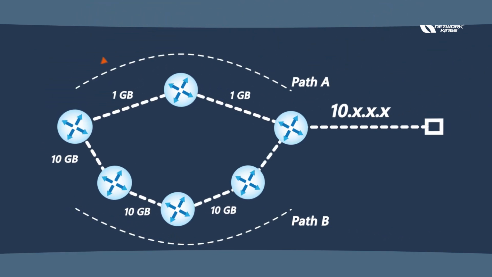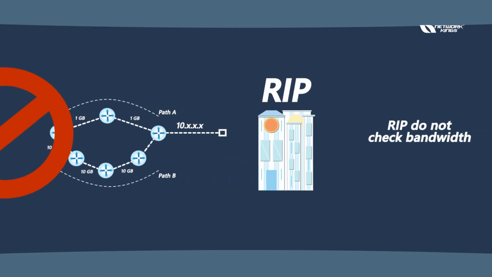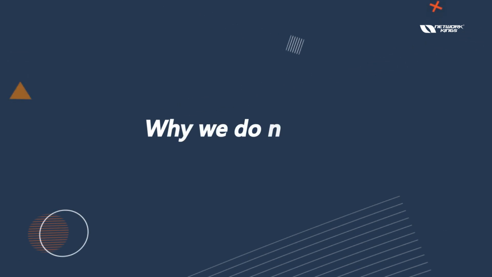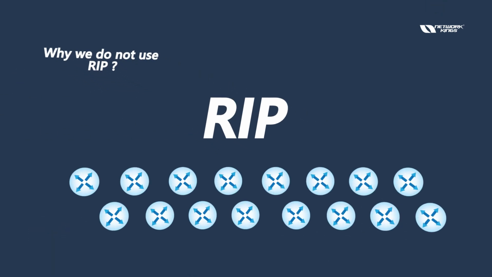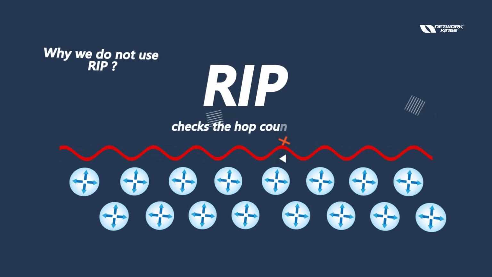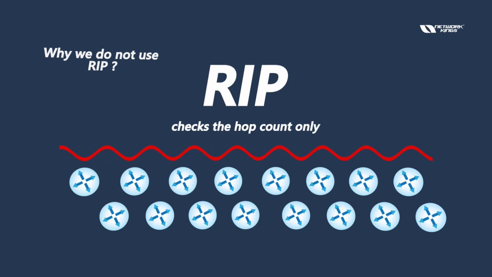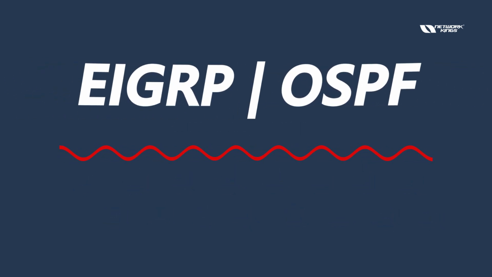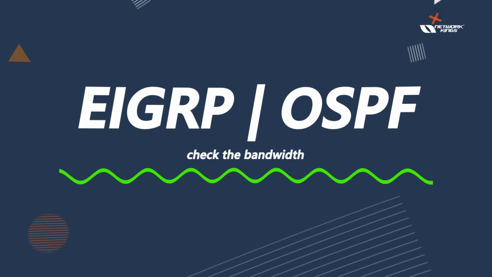This is why we do not use RIP in industries, because RIP is not an intelligent protocol. RIP does not check bandwidth. Maybe someone will ask you in interviews why we do not use RIP. Obviously, we can only use a maximum of 16 routers in RIP, but another disadvantage is that we can't check the bandwidth. RIP checks the hop count only. But when we talk about EIGRP or OSPF, both protocols check the bandwidth.